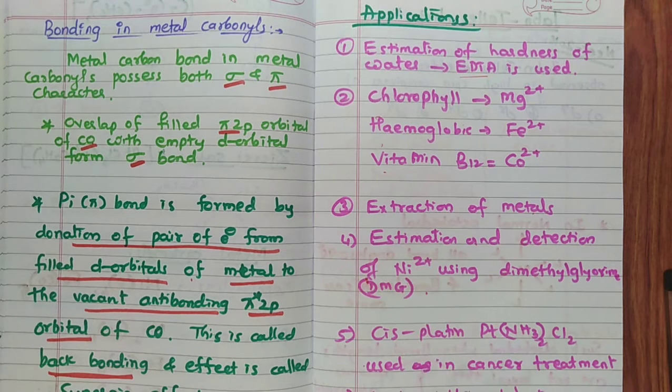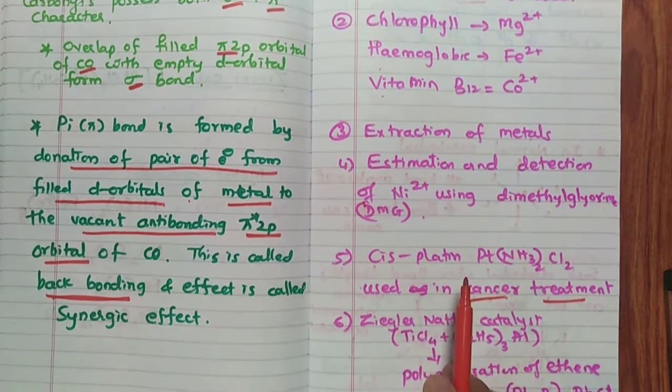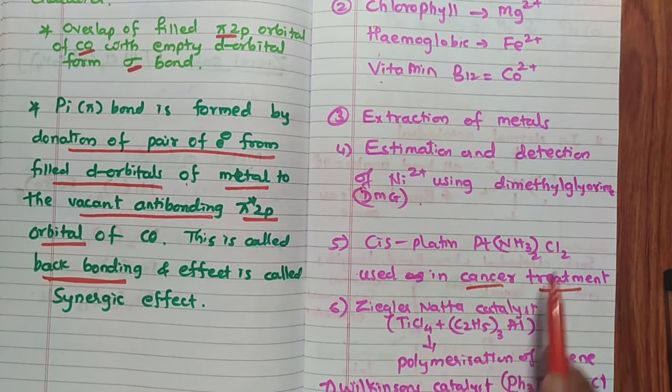Extraction of metals: this principle is used. In the extraction of gold and silver, cyanide complexes are formed. Detection of nickel is done using dimethyl glyoxime, DMG. Cisplatin is used in cancer treatment, very important. Cisplatin, Pt(NH3)2Cl2, the cis form of that, important, remember.